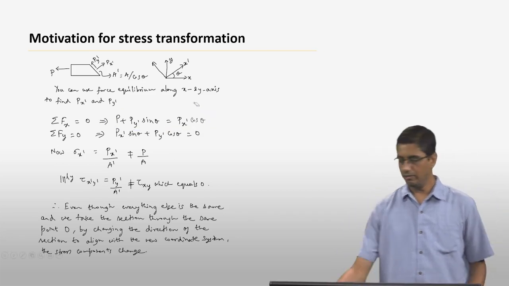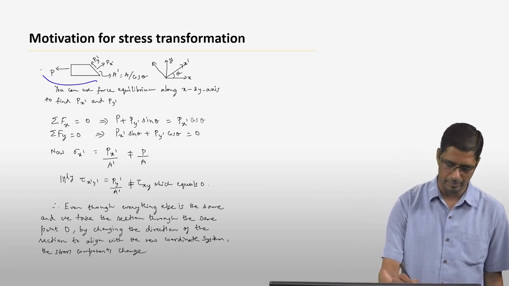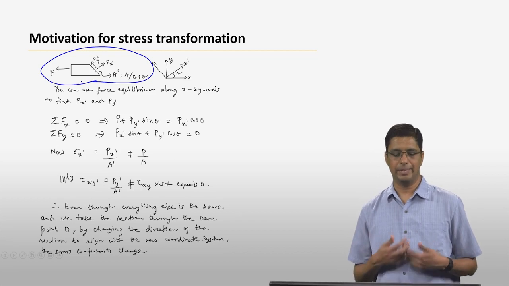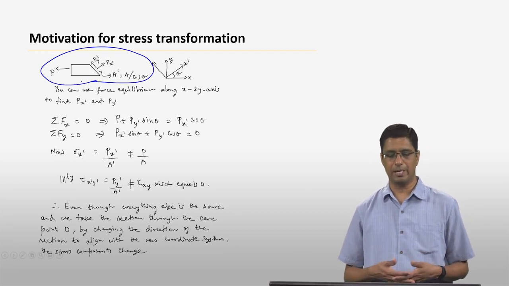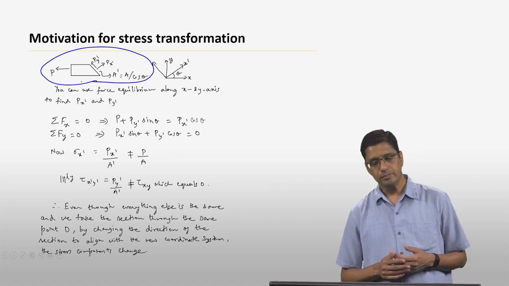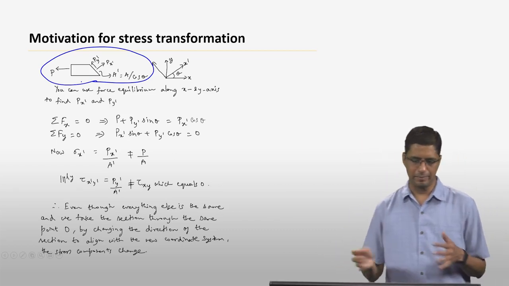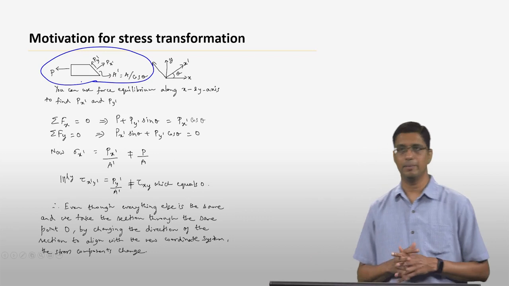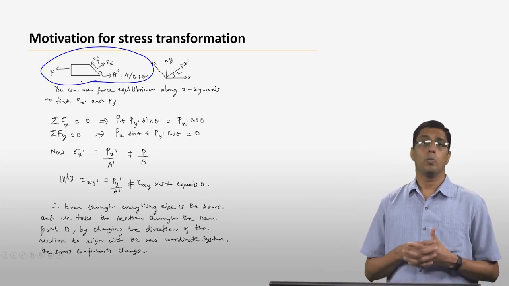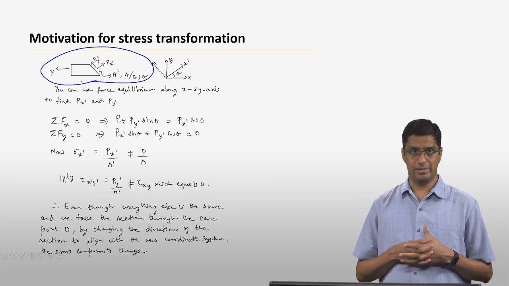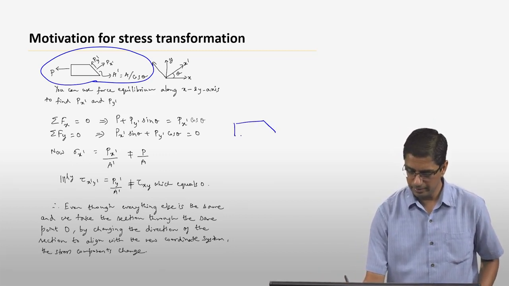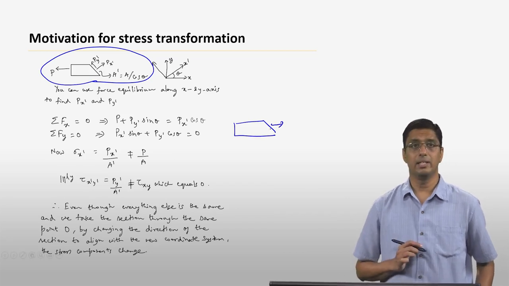That is one equilibrium equation, and you can do the same thing for the equilibrium of forces along the y direction for this free body here. This is what I'm looking at. For that you will find that px prime sine theta plus py prime cosine theta should be equal to 0. Now, you can solve for px prime and py prime using these equations, but that is not the point here.